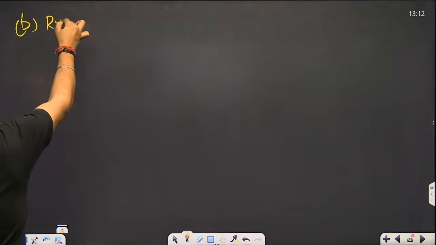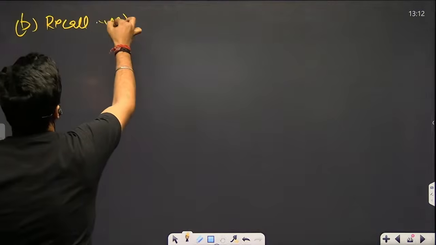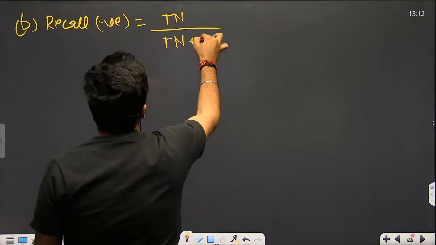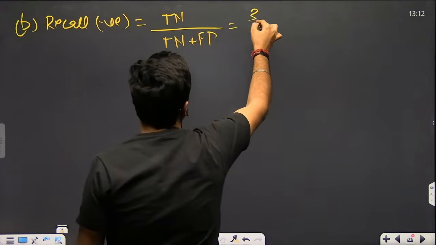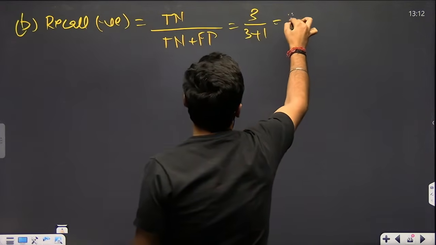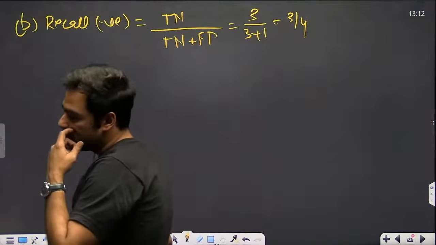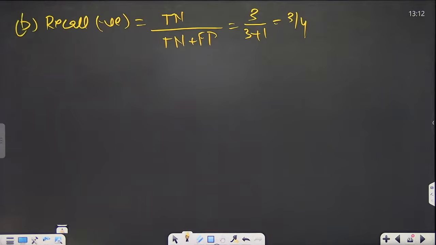Recall of negative class. Recall of negative class is how much? That is true negative upon true negative plus false positive. So that means it is 3 upon 3 plus 1. Answer won't change, but concept should be clear. So recall is also 0.75.